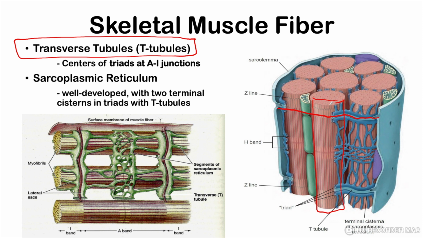And this transverse tubule is usually located at the center of the triad, usually at the A and I junctions. So as you can see here, one transverse tubule, another transverse tubule, runs on the junction of your dark band and your lighter bands. So your transverse tubule is usually located at the center of this AI junction.